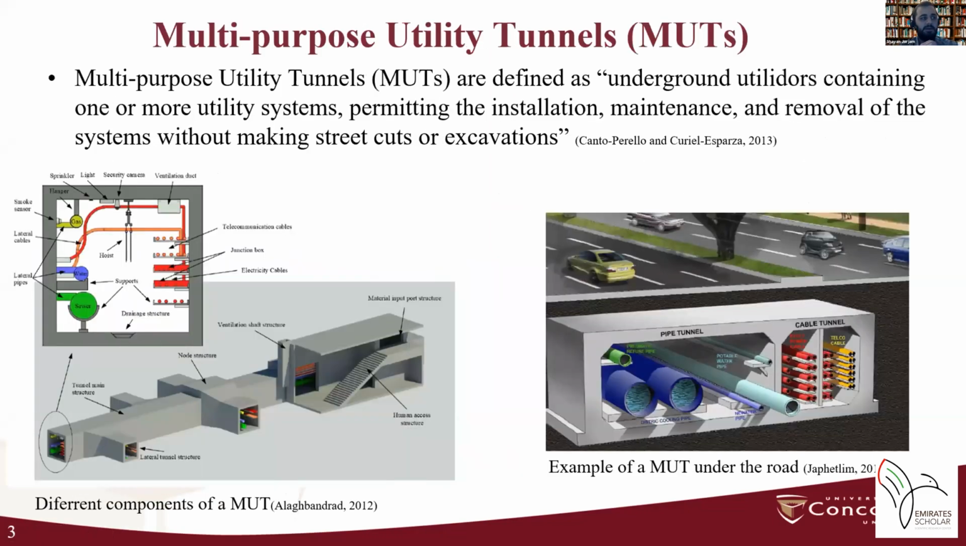Multipurpose utility tunnels are defined as underground structures containing one or more utility systems, permitting the installation, maintenance, and removal of the systems without making street cuts or excavation. As an example, in this figure, we can see different components of MUT, such as gas and water pipes, telecommunication and electricity cables, as well as MUT ancillary facilities like security cameras or hoisting system.